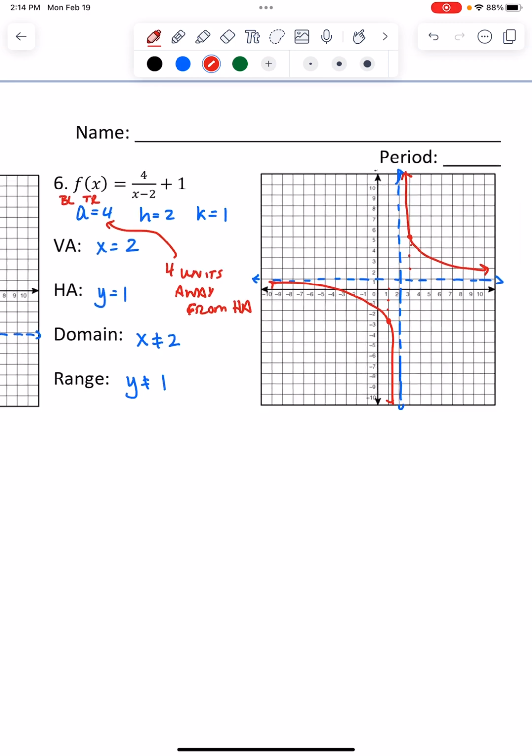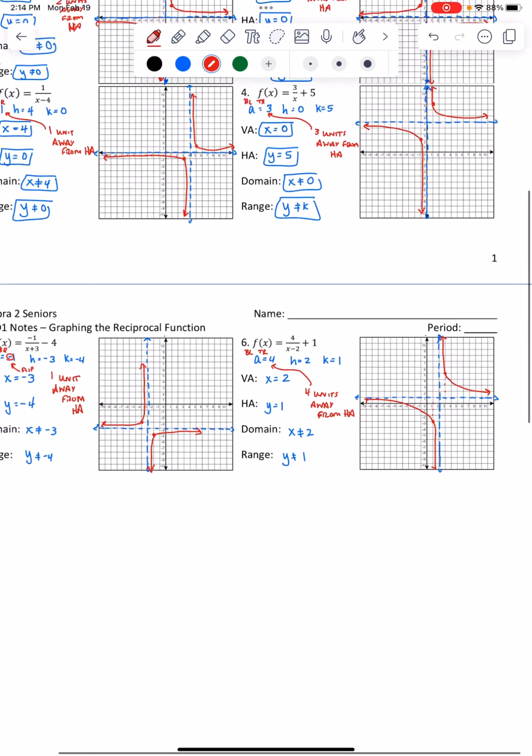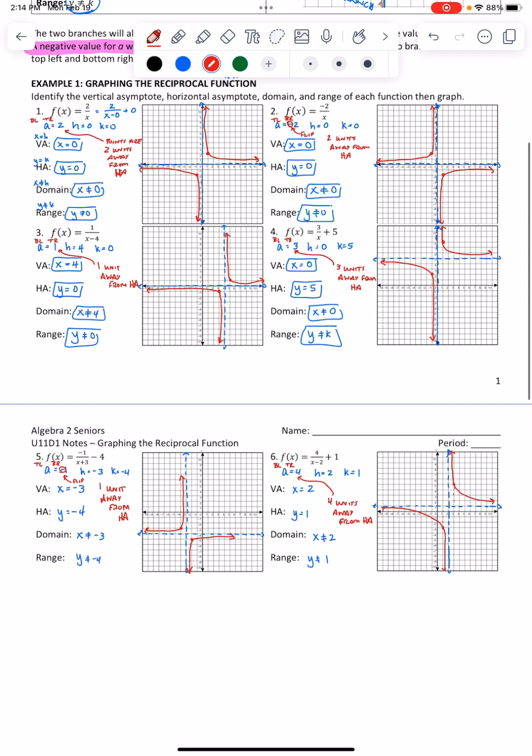Okay, so that's graphing the reciprocal function. Try out your homework. Let us know if you have any questions.